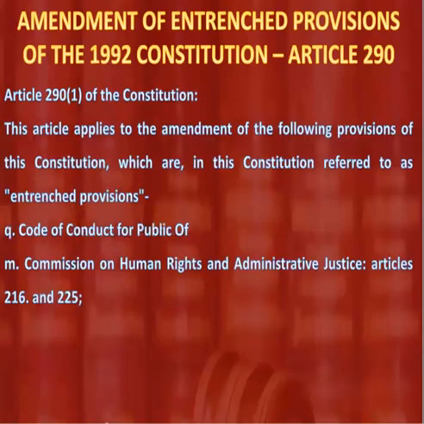So these provisions are what we can refer to as entrenched provisions of the 1992 Constitution of Ghana. And we can find the full list under Article 290 of the Constitution.